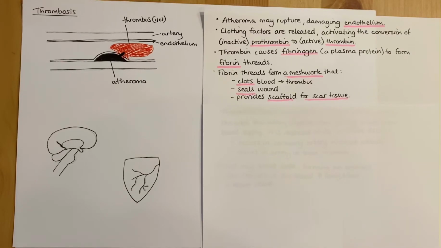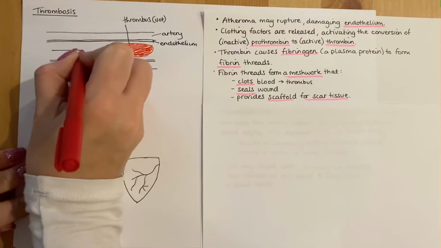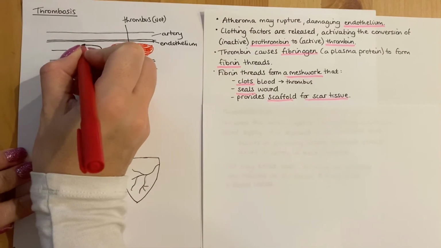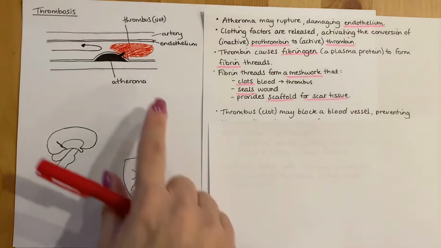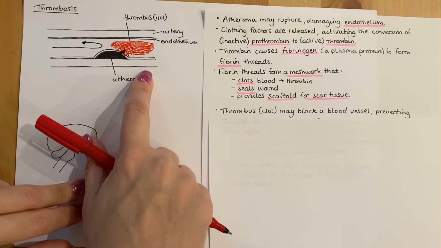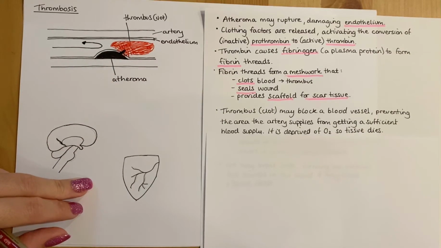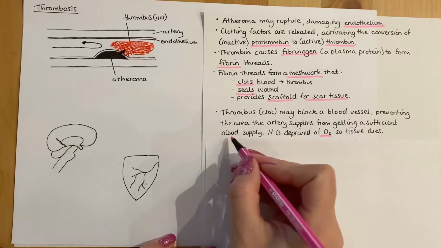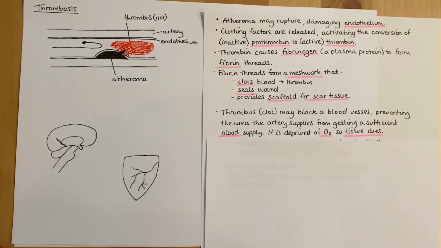Okay, so the next issue with that is that the blood flow that would be coming through here can be, if not restricted, then completely blocked. Now if it blocks a blood vessel, that prevents oxygenated blood from getting to the area that this artery supplies. So the problem is that it deprives the tissues of oxygen and therefore that tissue dies. Blood supply is not enough and therefore those tissues die because they don't have sufficient oxygen.